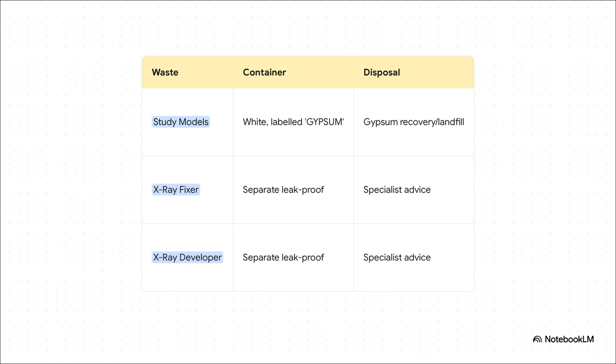Gypsum study models go into white containers that are clearly labeled gypsum. Simple. And for X-ray chemicals, there is one absolute unbreakable rule. Fixer and developer solutions must be kept in separate leak-proof containers. Do not ever mix them.